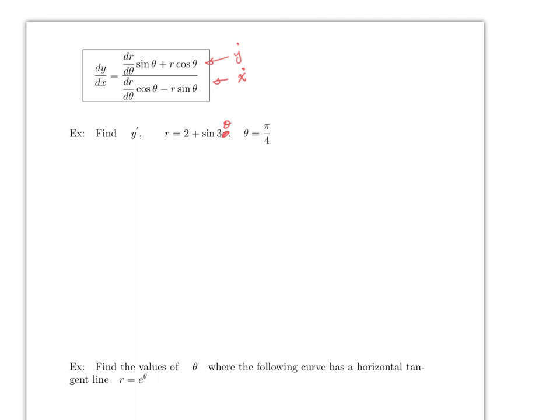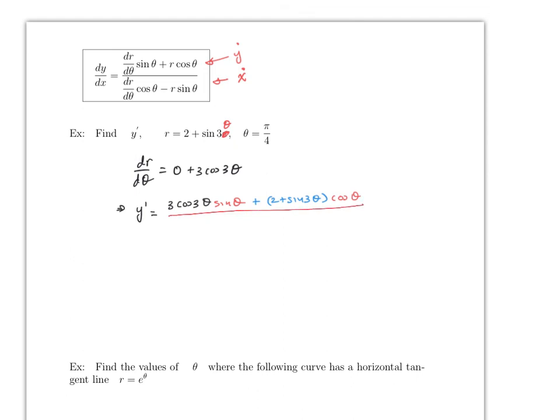So to find y prime, well, now you have r and you have theta. Therefore, you need the derivative of r with respect to theta. In this case, it will be 0 plus 3 cosine 3 theta. Notice that you already have the rest. You already have r, and you have cosine theta. You just have to plug it in. So from here, we have y prime. It's going to be dr/d theta, which is 3 cosine 3 theta, times sine theta, plus r, which is 2 plus sine 3 theta, times cosine theta. So this is this part right here.